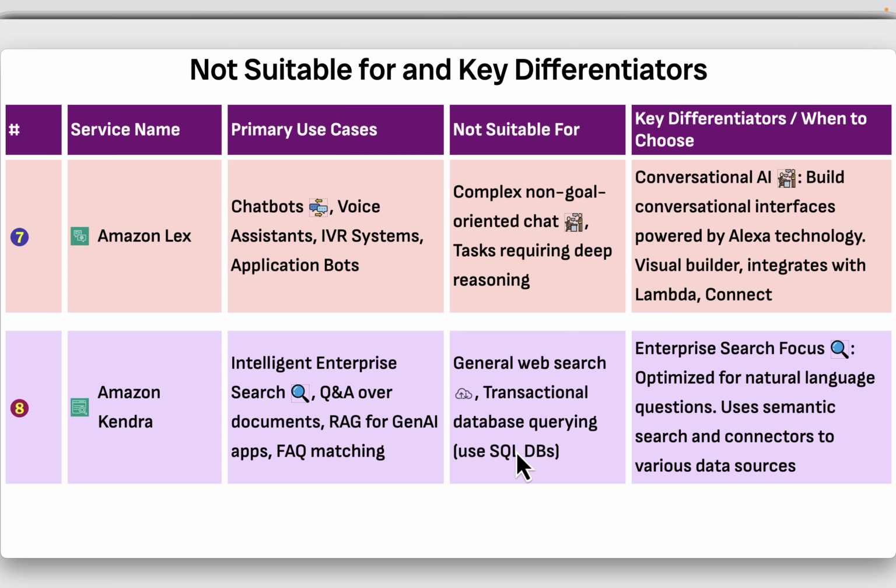So for that, use SQL DBs. And key differentiators and when to choose: enterprise search focus, optimized for natural language questions. So you just ask in natural language and it will fetch you the answer from your enterprise data sources. It uses semantic search and connectors to various data sources.